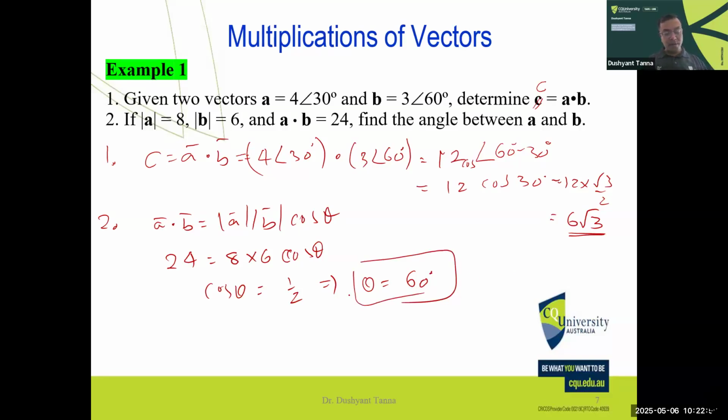In general, the angle between two vectors can be acute or obtuse, so up to 180 is fine. When we talk about the cross product, the next upcoming multiplication, we'll be talking about sine theta, and with sine theta, the answer could be 60 or 120.